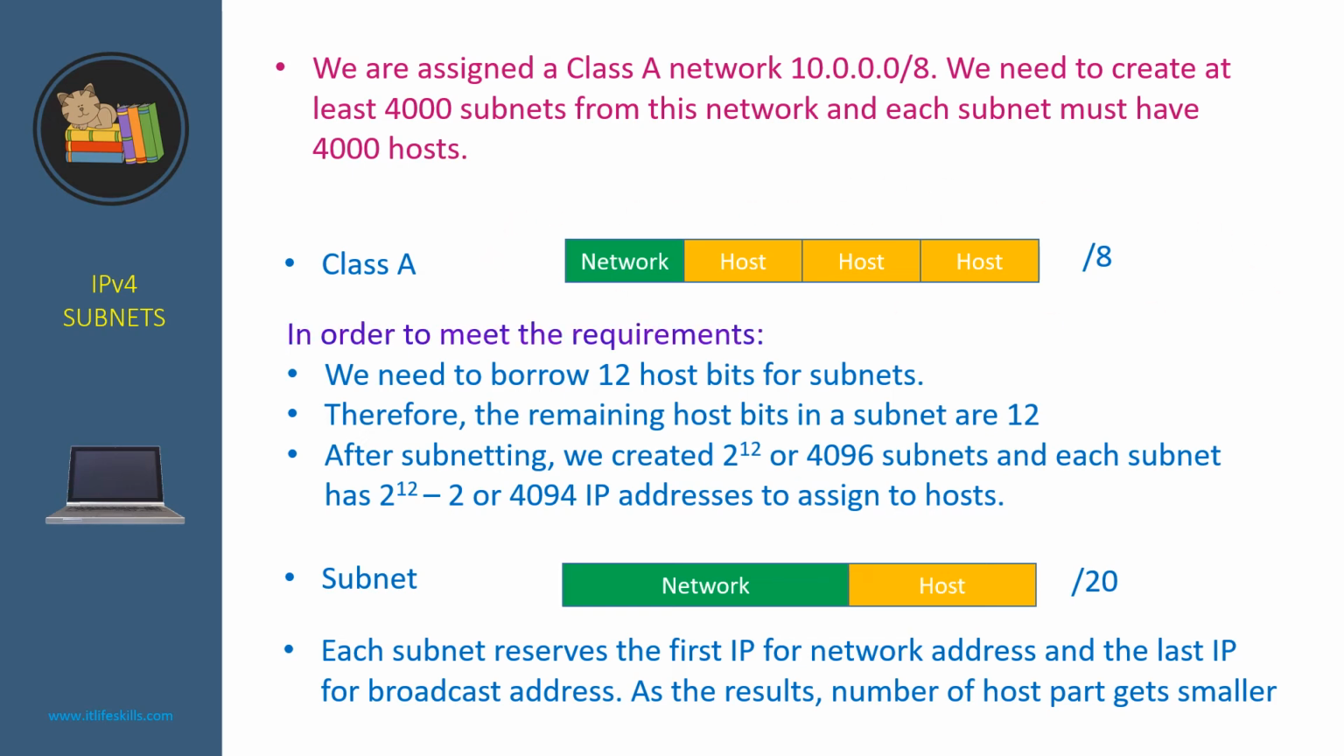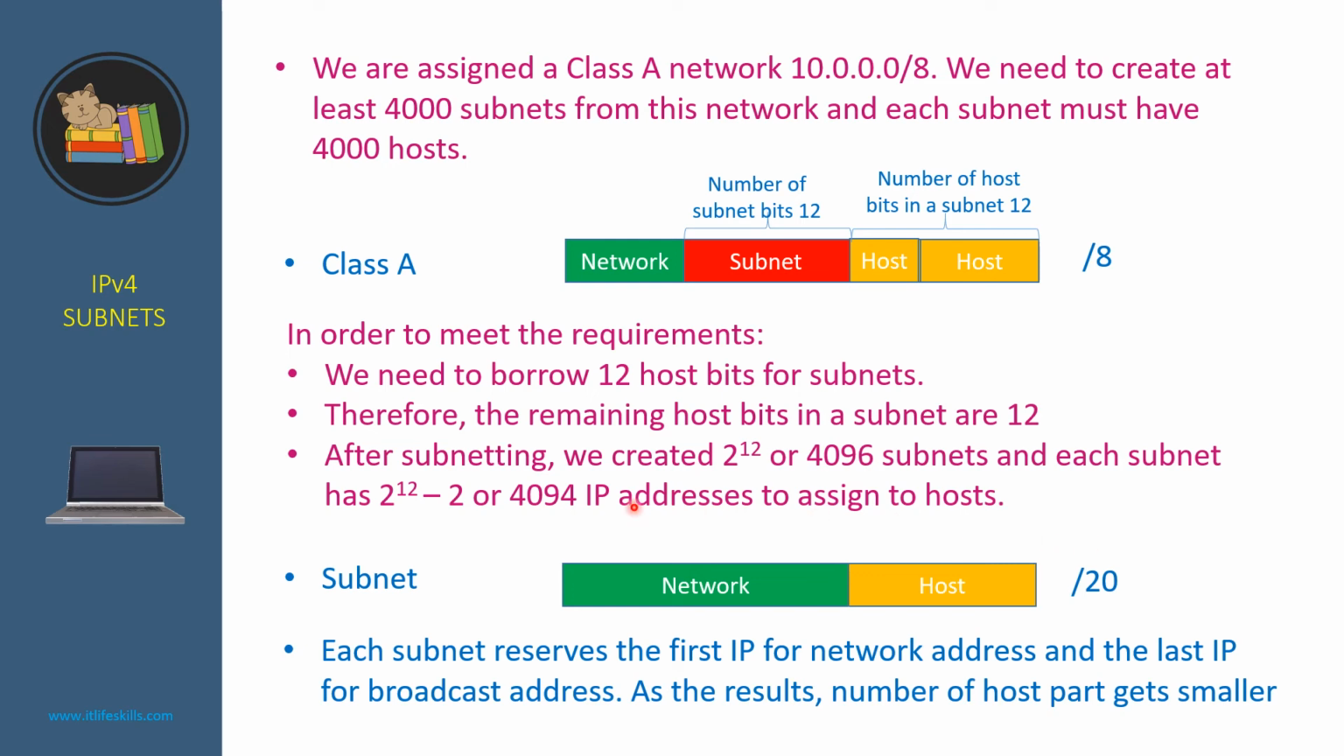In order to meet the requirements, we need to borrow 12 host bits for subnets. Therefore, the remaining host bits in a subnet are 12. After subnetting, we created 2 power 12 or 4096 subnets, and each subnet has 2 power 12 minus 2, or 4094 IP addresses to assign to hosts.